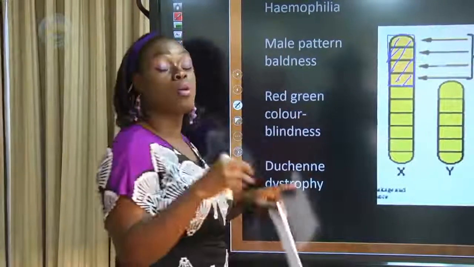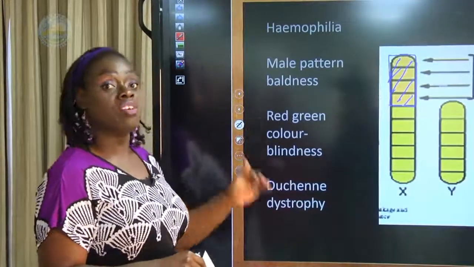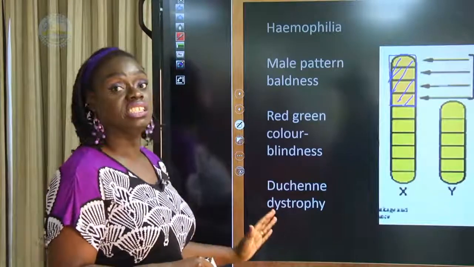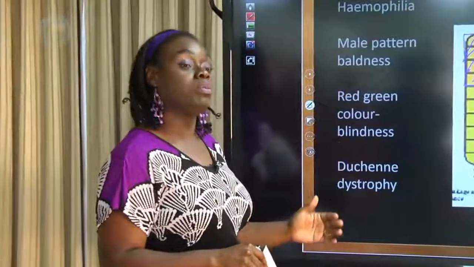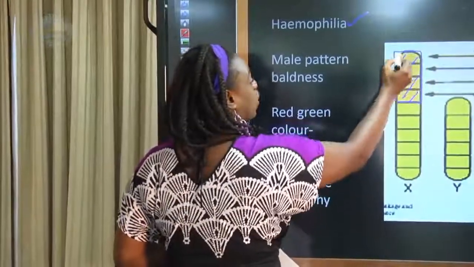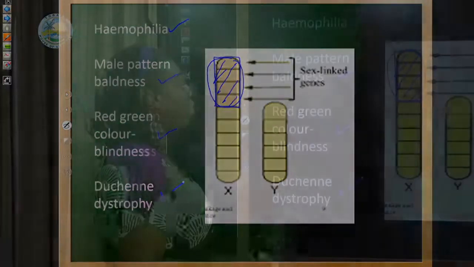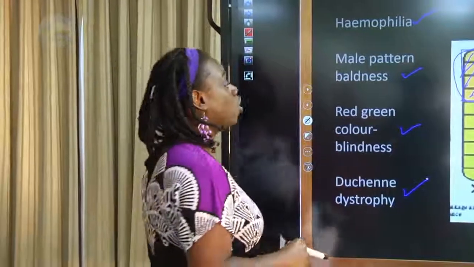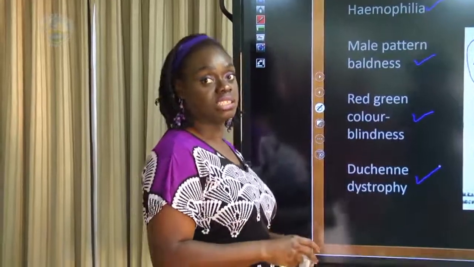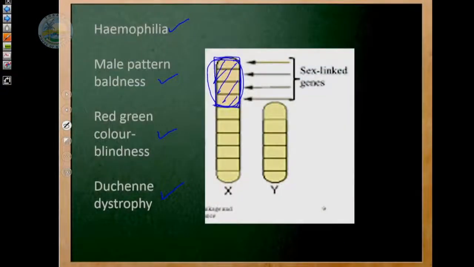And here are some of the more popular examples of sex-linked diseases. So in an exam question, if they use any of these diseases, you would automatically know that this would be a sex-linked disease type question. So we have hemophilia. It's found somewhere in this region. Male pattern baldness, red-green color blindness, and Duchenne's dystrophy, which is a disease of the muscles. These are just a few of the sex-linked diseases, but these are some of the more popular ones. So they are found here. It means that a man can either have the disease or he doesn't.